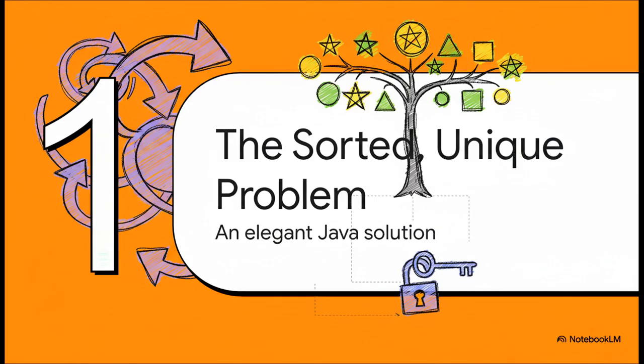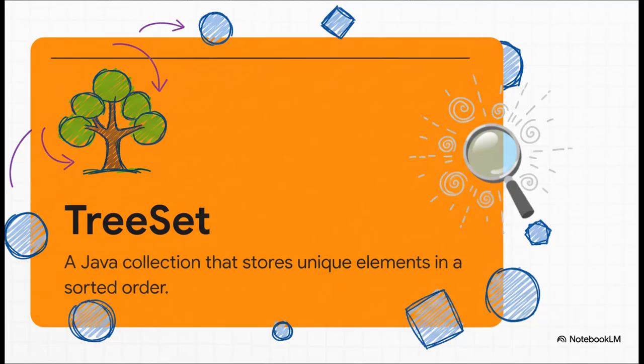Thankfully, the Java Collections framework has a really elegant solution ready to go. And here it is. Meet the TreeSet. It's kind of the hero of our story today. A TreeSet is a special type of set that has a superpower. It automatically, magically, keeps all of its elements sorted for you.